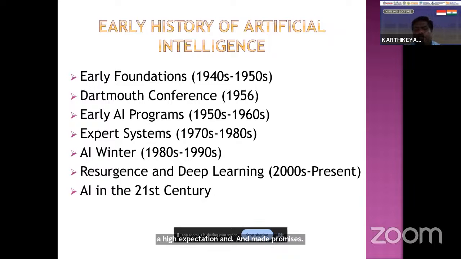And AI in the 21st century. In the 21st century, AI has become increasingly integrated into everyday life with applications ranging from virtual assistants to autonomous vehicles, recommendation systems, and healthcare diagnosis. AI technologies continue to evolve rapidly, driving innovation across various industries and domains.